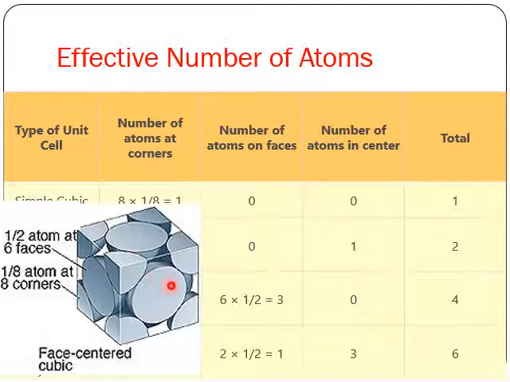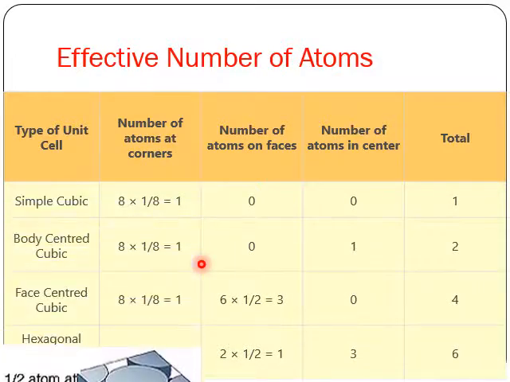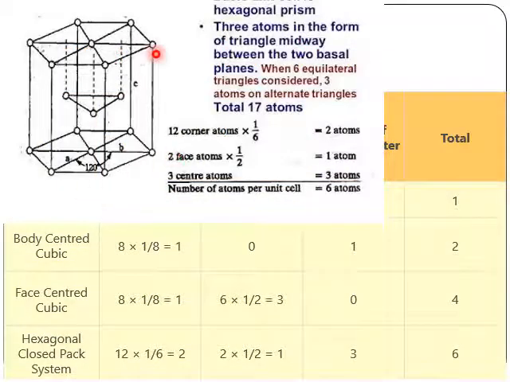This means when there is one more unit cell adjacent to this one, the face atom is shared by 2 unit cells. For hexagonal close-packed, it is a simple one. There are 2 atoms, here and here, at the 2 faces, which are shared by 2 unit cells, so 2 into 1 by 2. And there are 3 atoms at the center, which are independent, not shared by any unit cell. Then at the corners there are 6 plus 6, that is 12 atoms, which are shared by 6 unit cells, so it will be equal to 2. Totally, 2 plus 1 plus 3, you get 6 atoms.